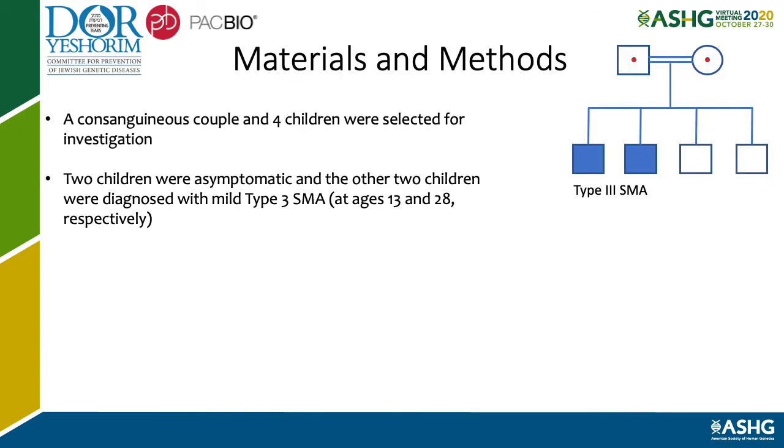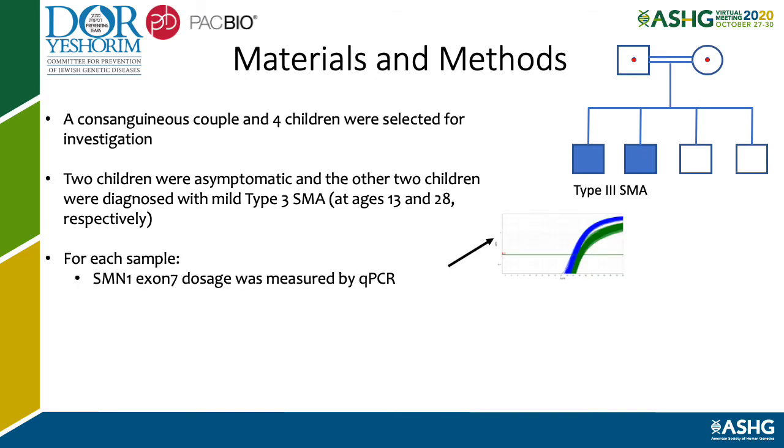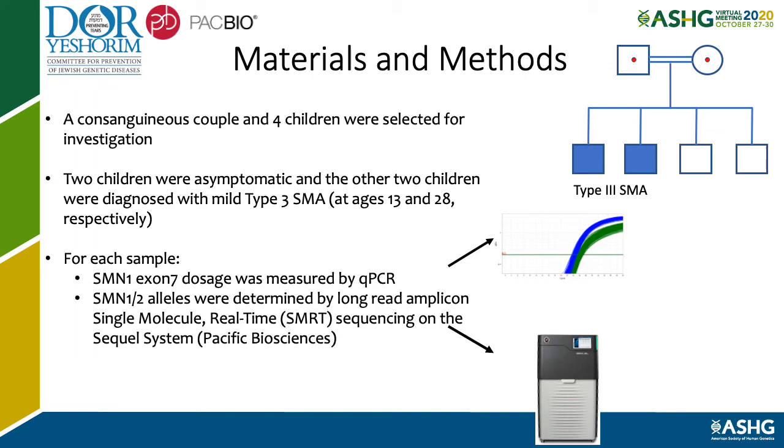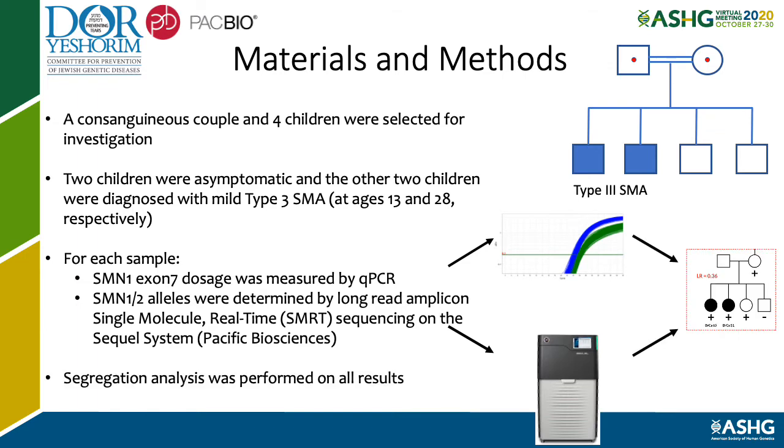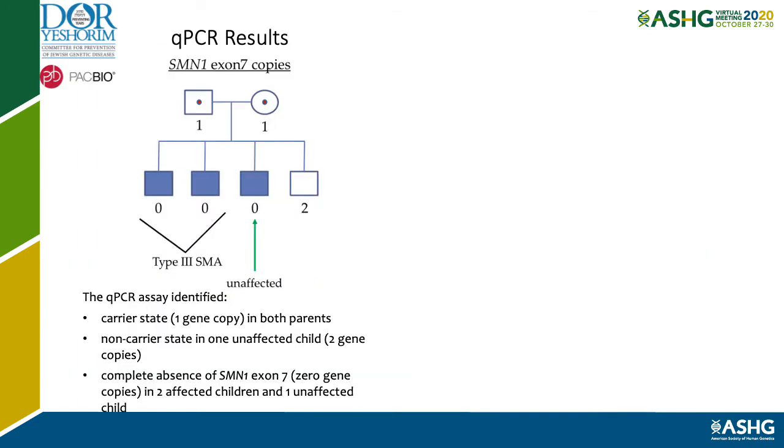phenotype. A consanguineous couple and 4 children presented to our lab. 2 children were asymptomatic, and the other 2 were diagnosed with mild type 3 SMA at ages 13 and 28 respectively. For each sample, we measured SMN1 exon 7 dosage using qPCR, and then we determined alleles using long-read amplicon SMRT sequencing on the Sequel system. We put it all together with segregation analysis, and here's what we got.